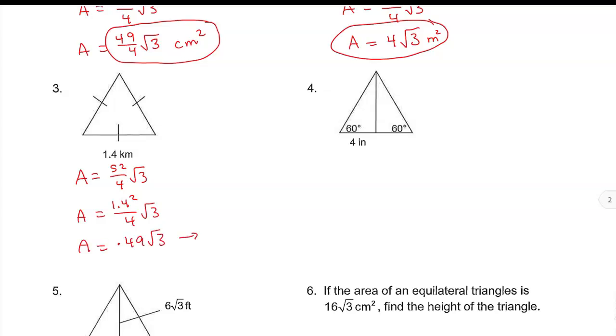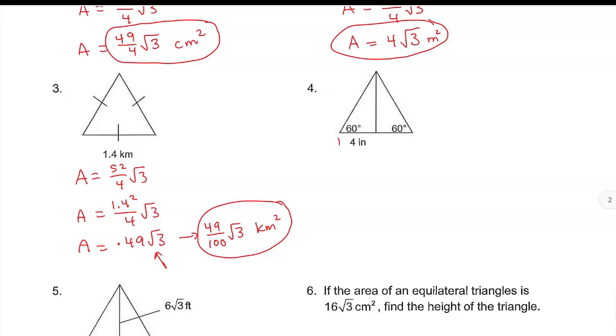I actually prefer that you write 0.49 root 3 as 49/100th root 3, and the units are kilometers, so I'm going to write kilometers squared. So you could write it that way. If you wrote it this way, I would not mark you wrong. That's okay.